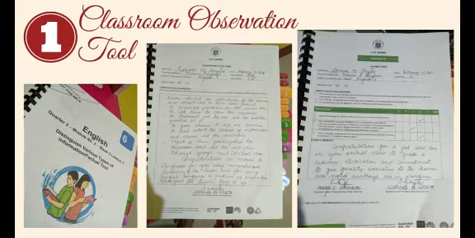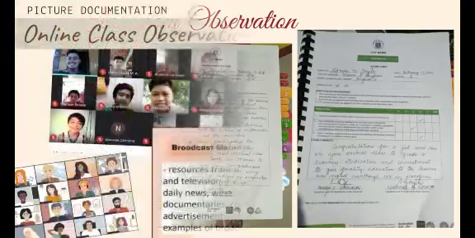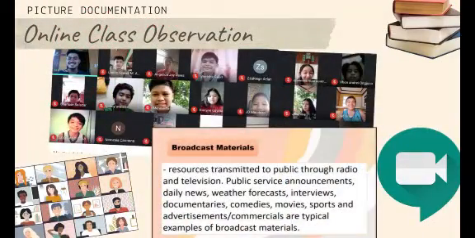My first class observation with the school principal was in English 6, with a topic on distinguishing various types of information or factual text. The students participated actively in the online class observation.